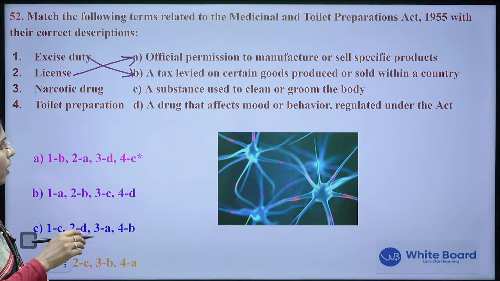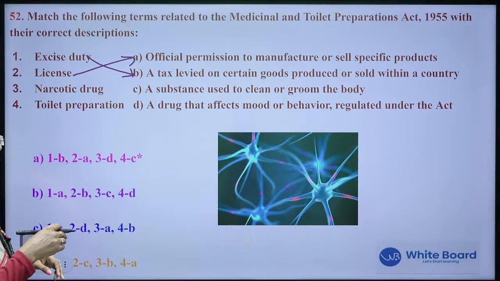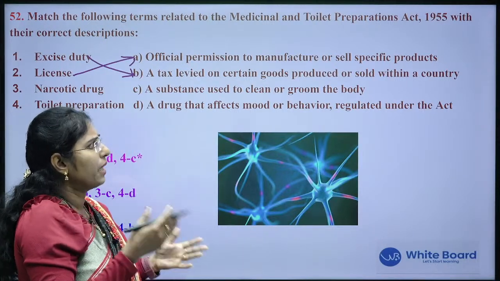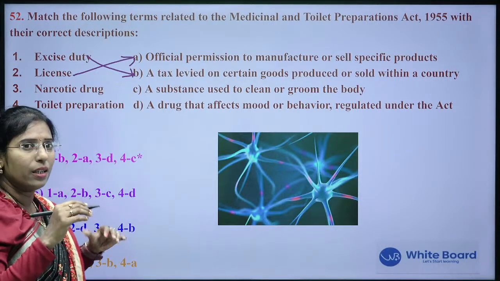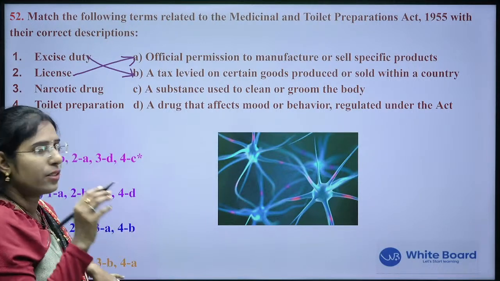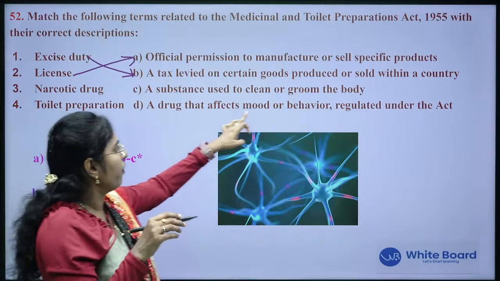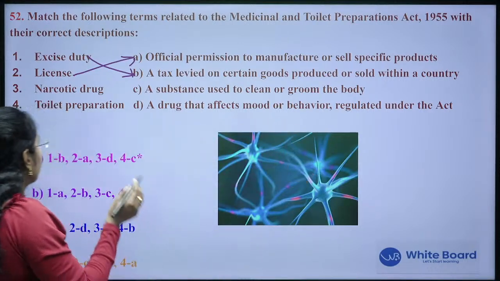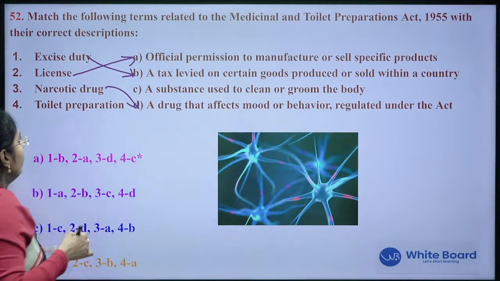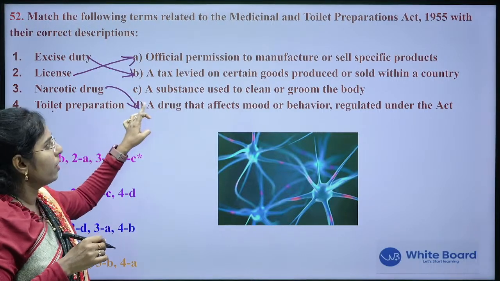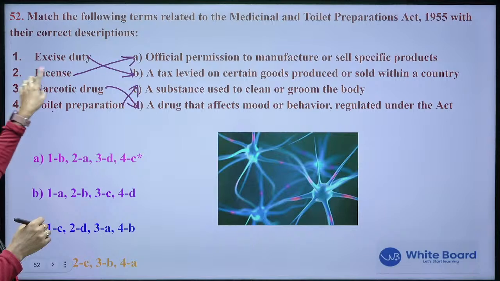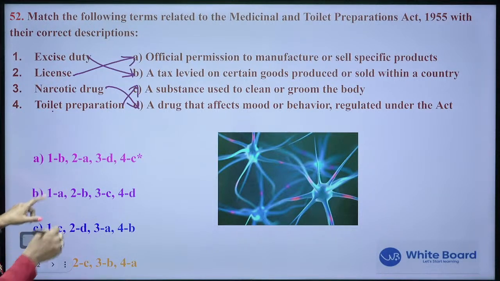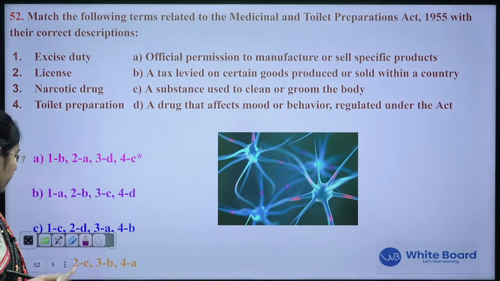And the next one is narcotic drugs. These cause some mood effects, affecting mood or behavior. For narcotic and psychotropic drugs we have the Narcotic Drugs Act, that is 1967. So this is a drug that affects mood or behavior, regulated under the 1967 Narcotic Drugs Act. So this is option D. Next, toilet preparation: a substance which is used to clean or groom the body. So these are the correct answers. Excise duty is B for 1, option B. So option A is the correct answer for the 52nd question.